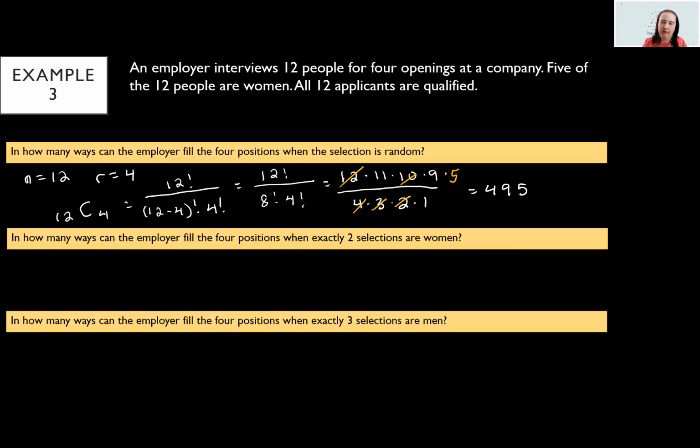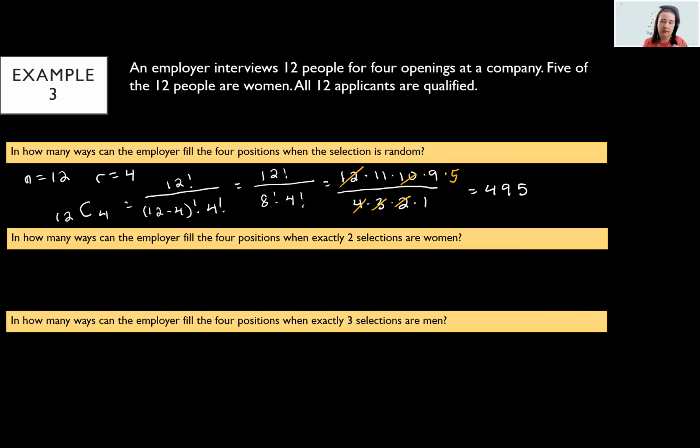So there are 495 ways that the employer can fill these 4 positions if they're just randomly picking from the 4 or the 12 people. So next, in how many ways can the employer fill the 4 positions when exactly 2 selections are women?